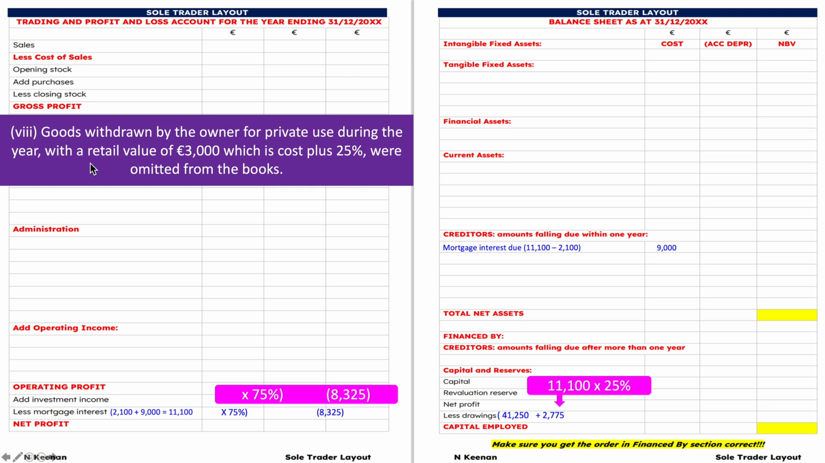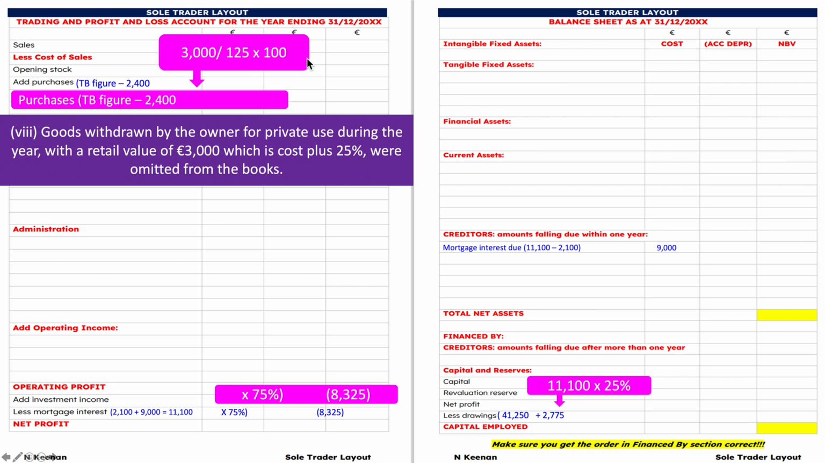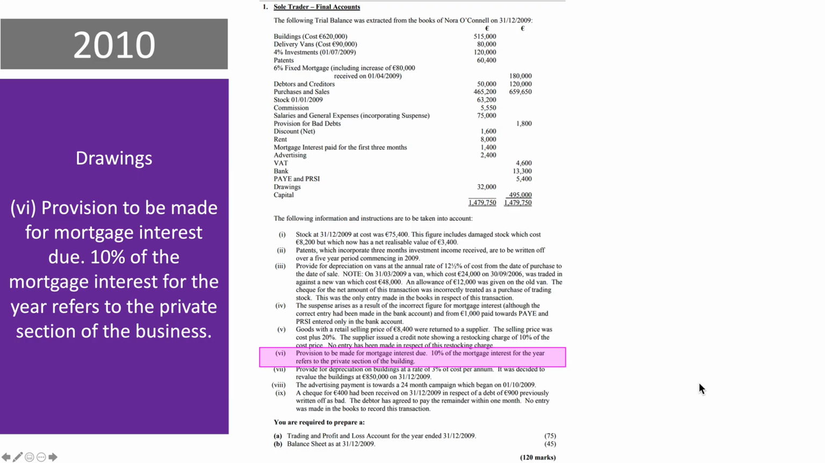The second adjustment for drawings, goods withdrawn by the owner for private use during the year with a retail value of 3,000, which is cost plus 25%, were omitted from the books. Okay, so what we do is purchases figure will minus the 2,400 from there, because that is the cost of the goods. So the retail value is 3,000, which is 125%. Then you multiply it by 100 and you get the 2,400 that we take away from purchases, because it's goods during the year, that's purchases. And then we'll add the 2,400 to drawings, and that's that adjustment done.